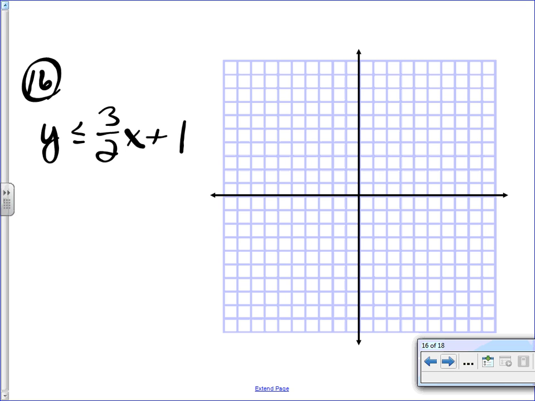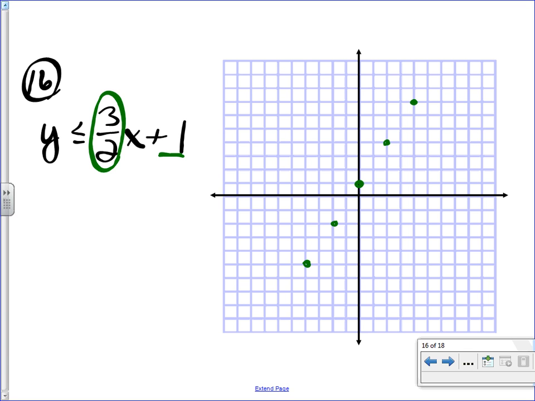16 is the same thing. We're going to start at positive 1. 3 over 2 is our slope. 1, 2, 3 over 2. Can even go down 1, 2, 3 over 2.